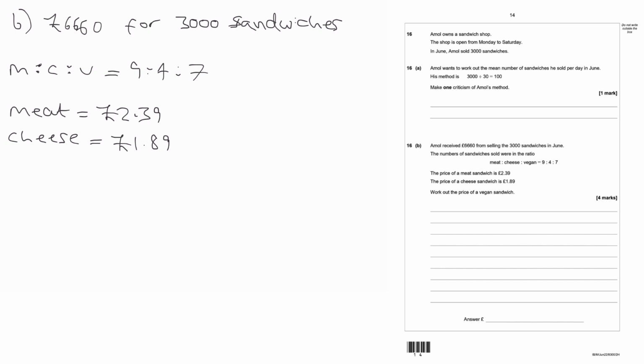So what we're going to do here is, given our ratio of 9 to 4 to 7, work out how much of each sandwich was sold. That's going to be our first job. If we take this ratio, the 9, the 4 and the 7, we can add this together. So we have 9 plus 4 plus 7 equals 20. And this basically represents 1 unit or 1 sandwich. We can now divide the total number of sandwiches by this 20, and this gives us 150. So this is basically one lot of sandwiches. So 1 unit is 150 sandwiches.